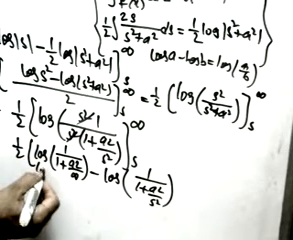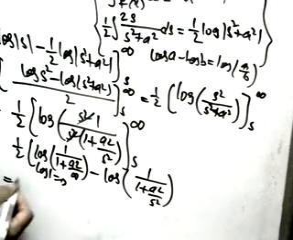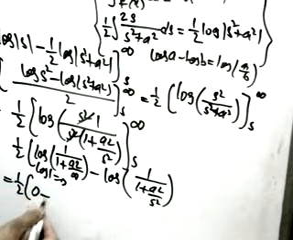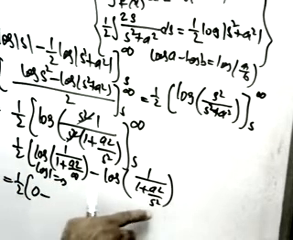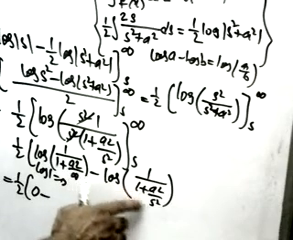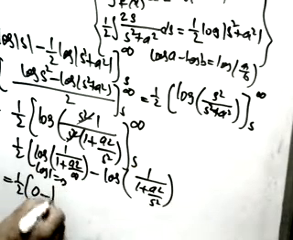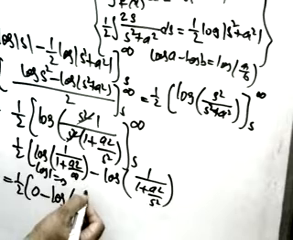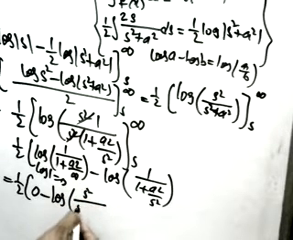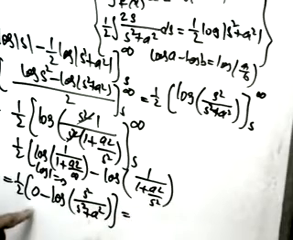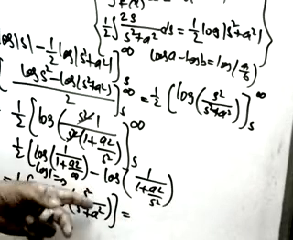0 plus 1 is 1, log 1. We know that log 1 is 0. So this is 1 by 2 into 0 minus. Watch carefully. If you take the LCM, s square into 1, s square. This s square will go up: log of s square by s square plus a square. Now the last step, leave this 0 here.